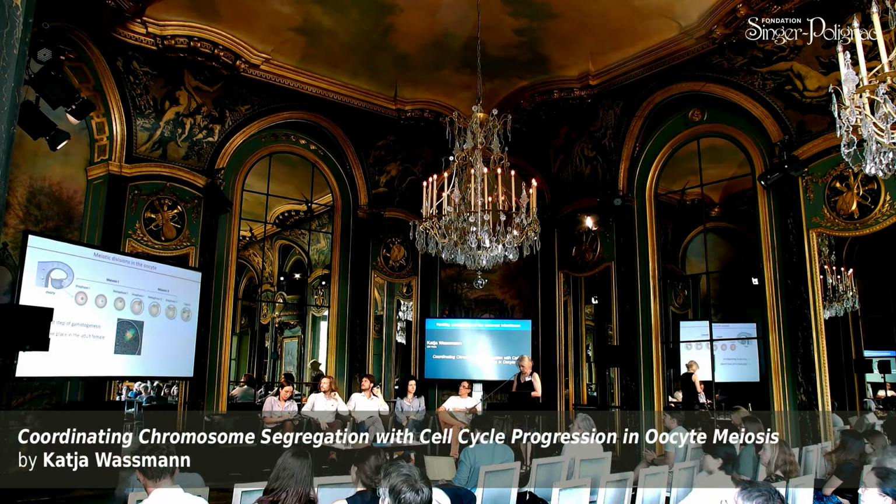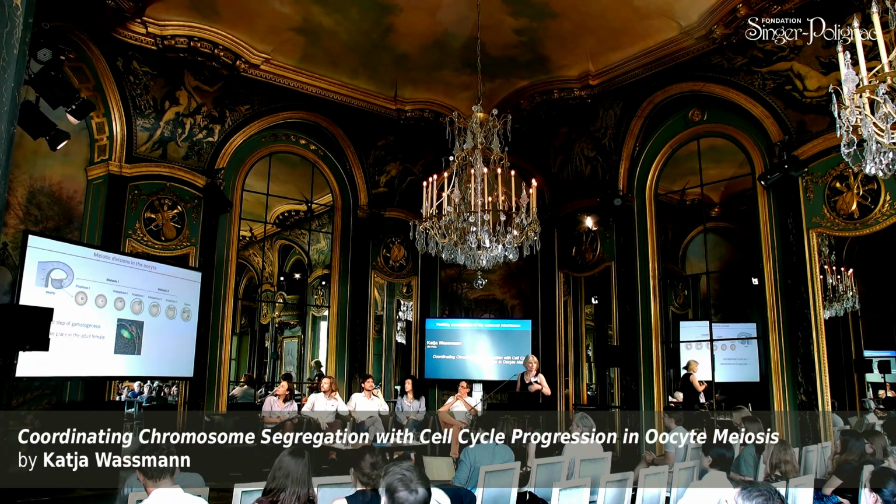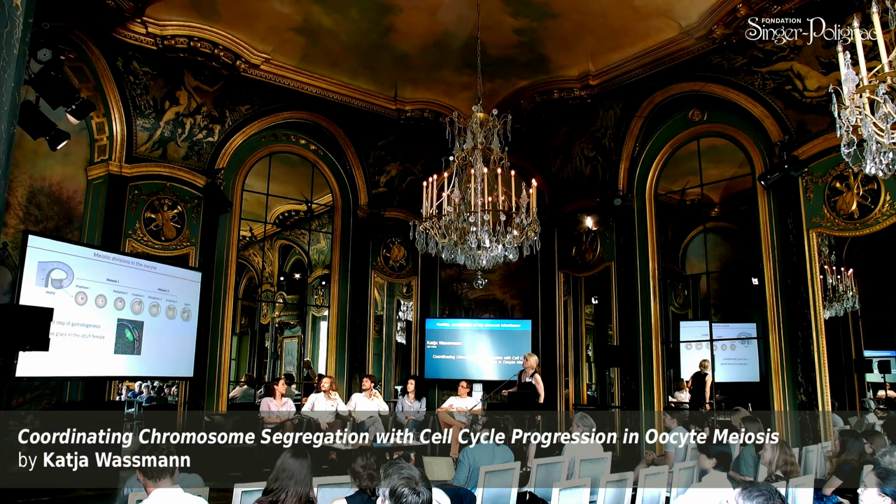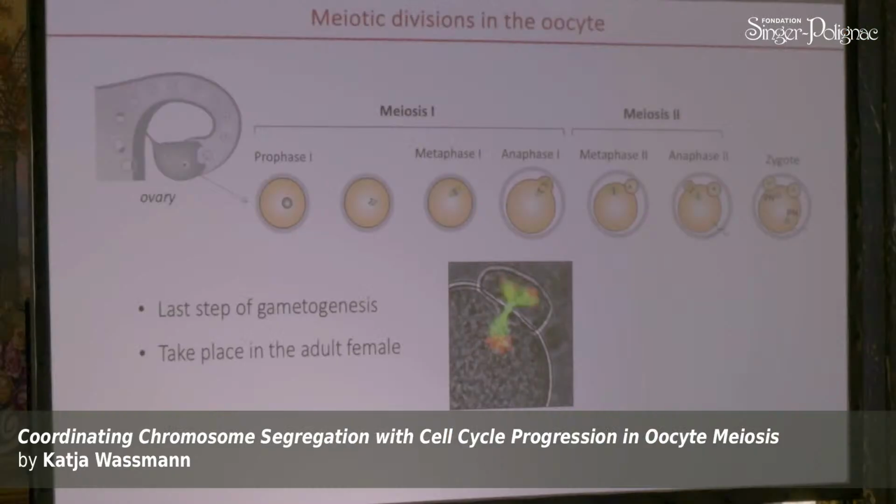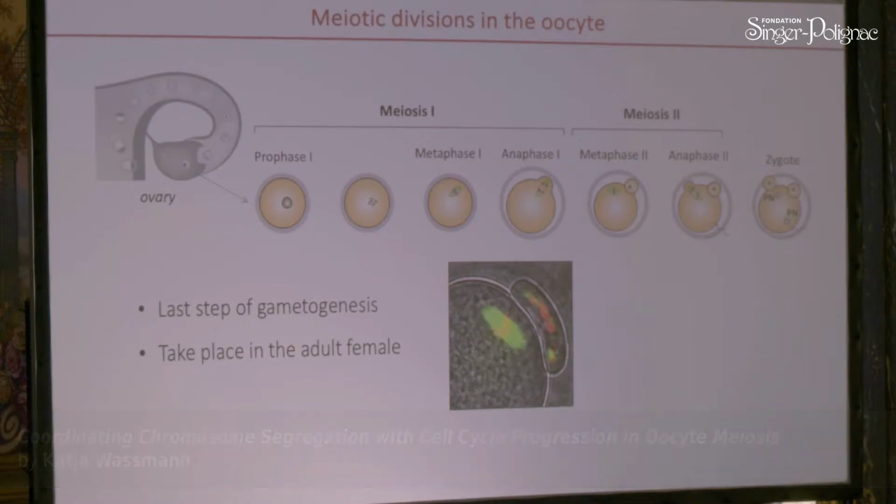It's really nice to talk at a meeting like this where everybody has introduced meiotic maturation already. So we are really interested in the first and second meiotic divisions. These are the last steps of gametogenesis, and they take place, as you all know, in the adult female.